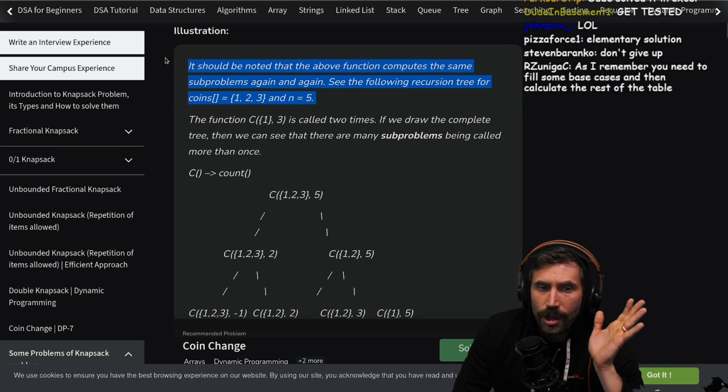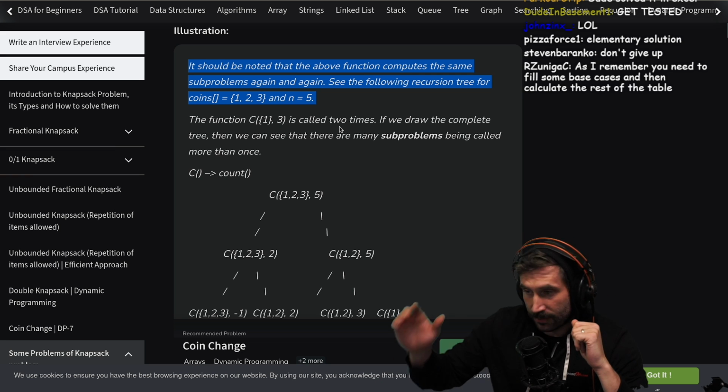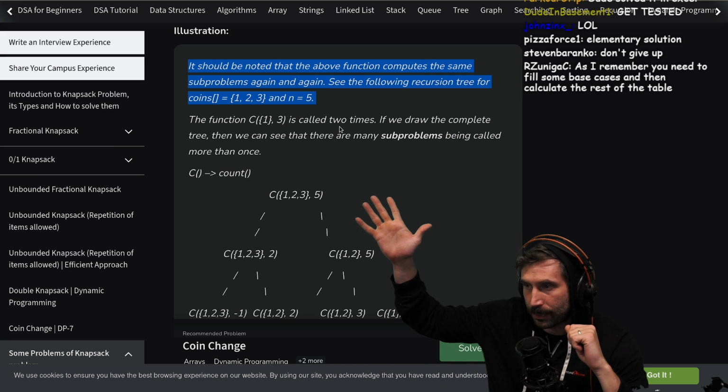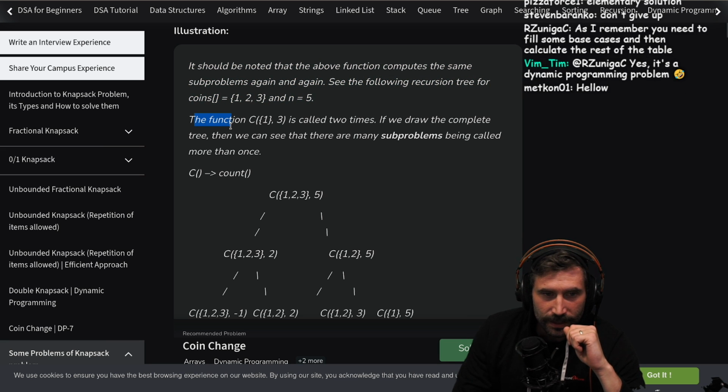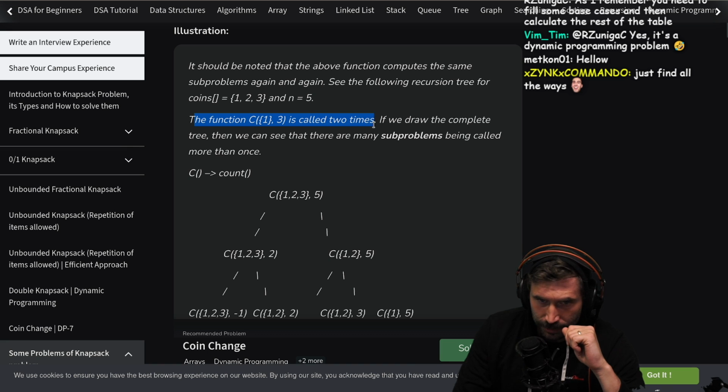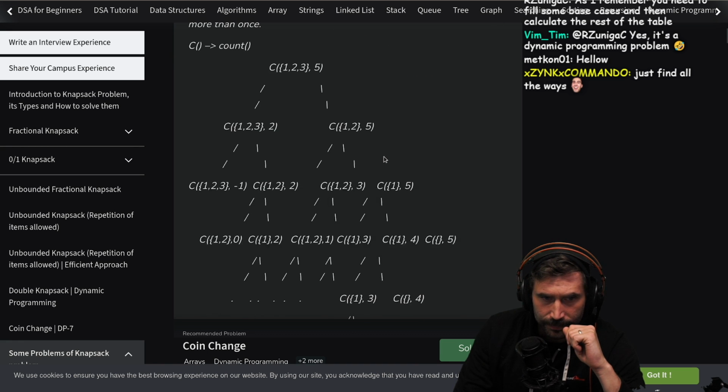So this is always, by the way, a good sign. This right here is the sign that you're in dynamic programming possible land, right? Elementary solution, oh, my dear Watson. Let's see, this function right here is called 2 times, if we draw the complete thing.